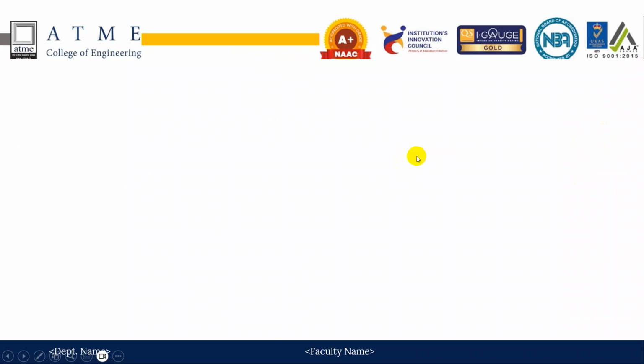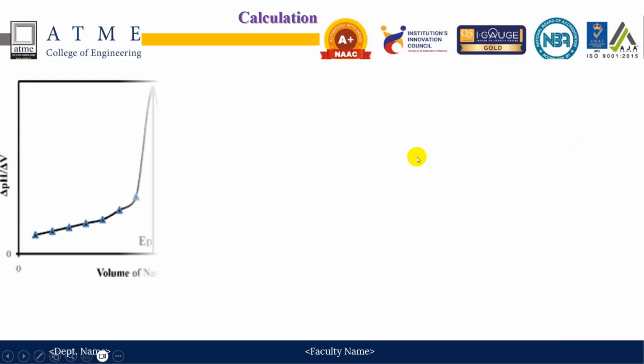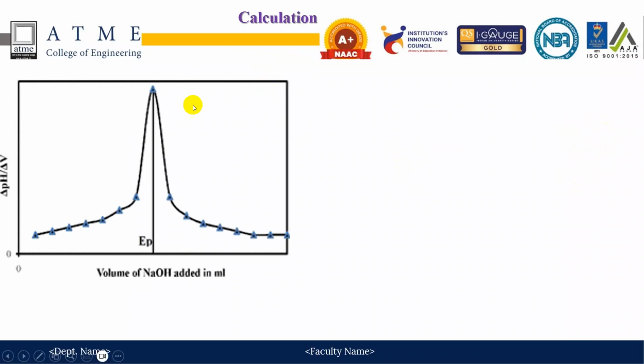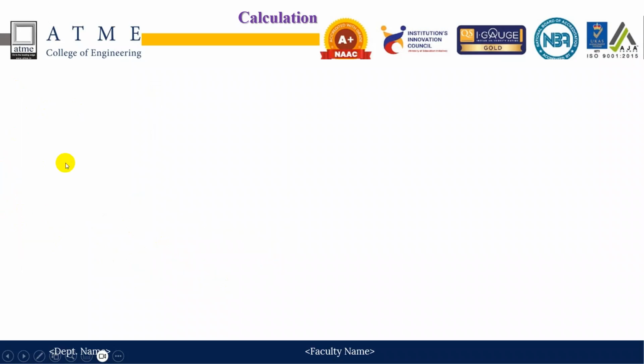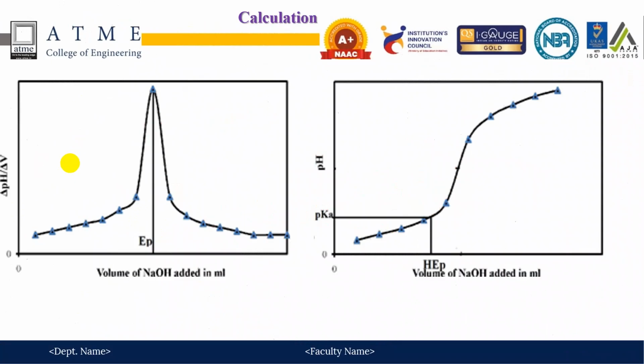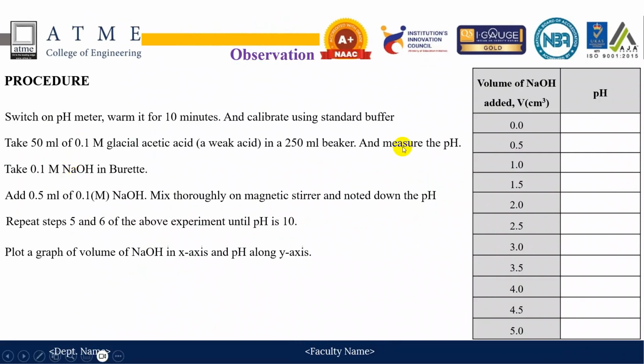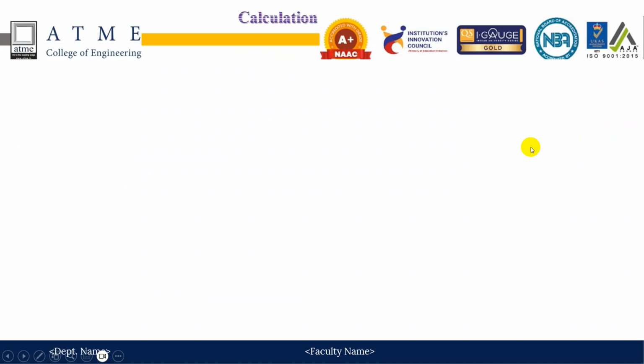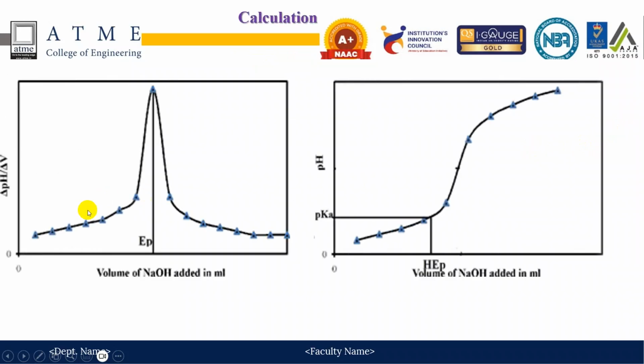There will be 2 graphs in this case. First, we have to identify the half equivalence point. To identify it, you have to plot a graph of the volume of sodium hydroxide along the x-axis and delta pH by delta V. When you say delta pH by delta V, delta pH will be the second value minus the first value, so the value you obtained for 0.5 minus 0. That will be the delta pH value, and the delta V value will be the increment, that is 0.5 ml. After plotting this graph, you are going to get a parabolic graph.